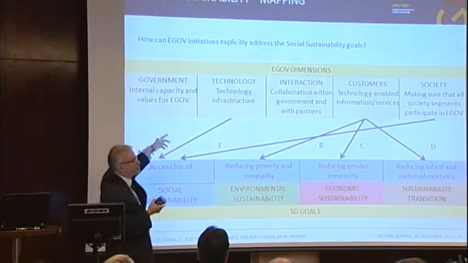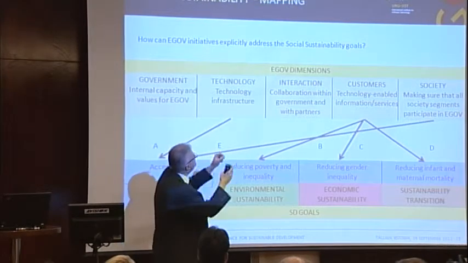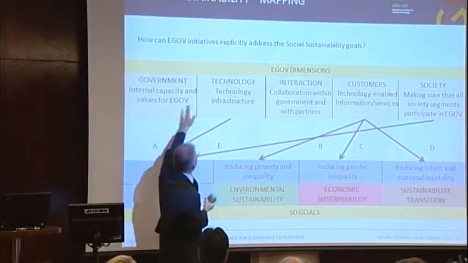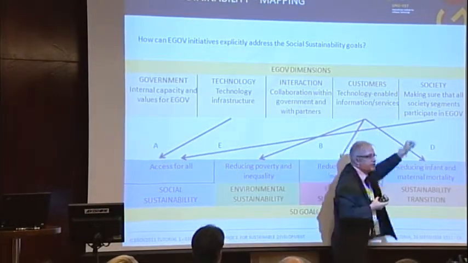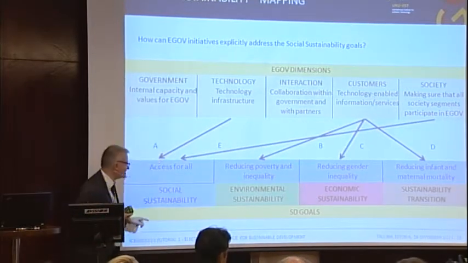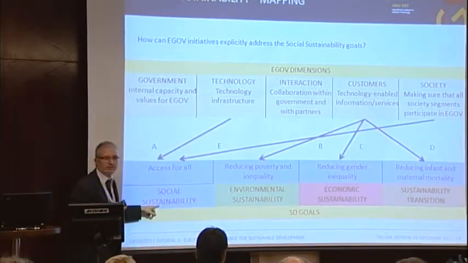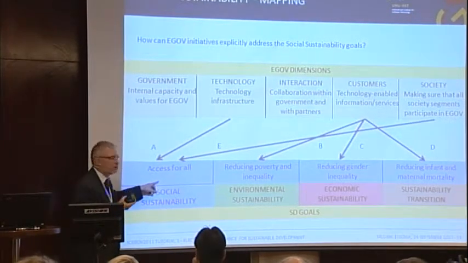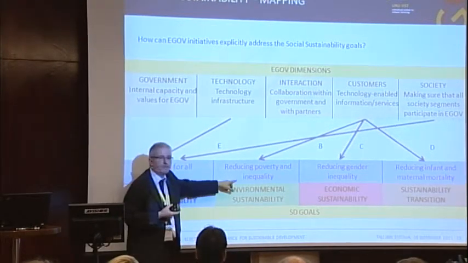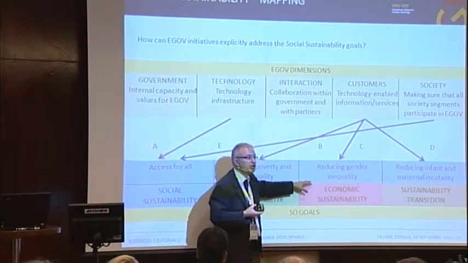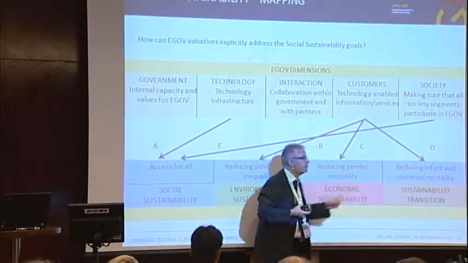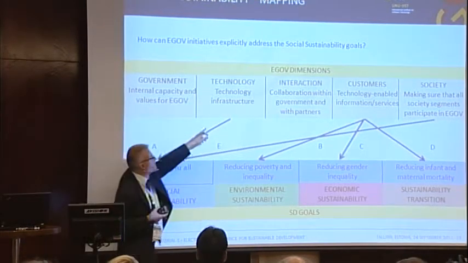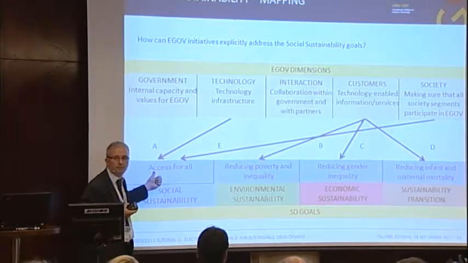So the question is, how can ICEGOV initiatives explicitly address the social sustainability goal? We're looking at ICEGOV dimensions: government, technology, interaction, customers, society, and we look at the SD goals, particularly at social sustainability. We elaborate these goals into objectives. This is just some of the objectives, like access for all, reducing poverty and inequality, reducing gender inequality, reducing infant and maternal mortality.